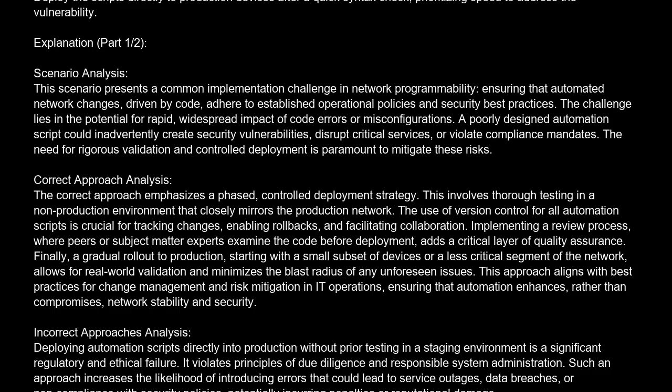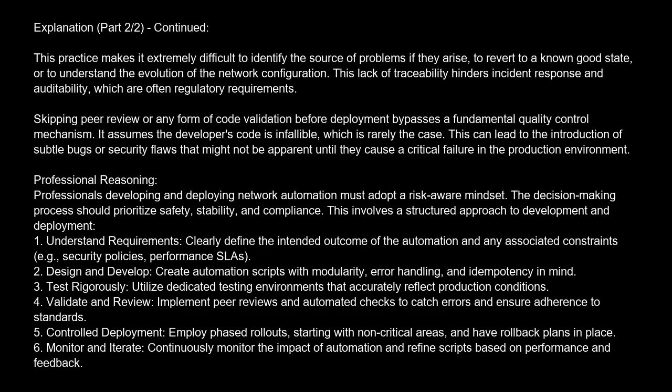Implementing automation without any form of version control or change tracking is also professionally unacceptable. This practice makes it extremely difficult to identify the source of problems if they arise, to revert to a known good state, or to understand the evolution of the network configuration. This lack of traceability hinders incident response and auditability, which are often regulatory requirements.